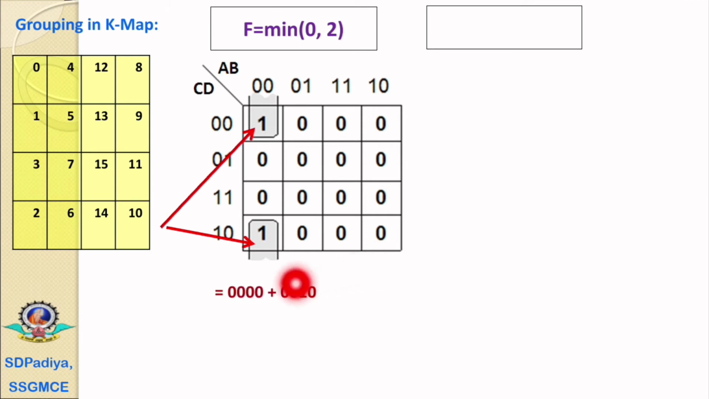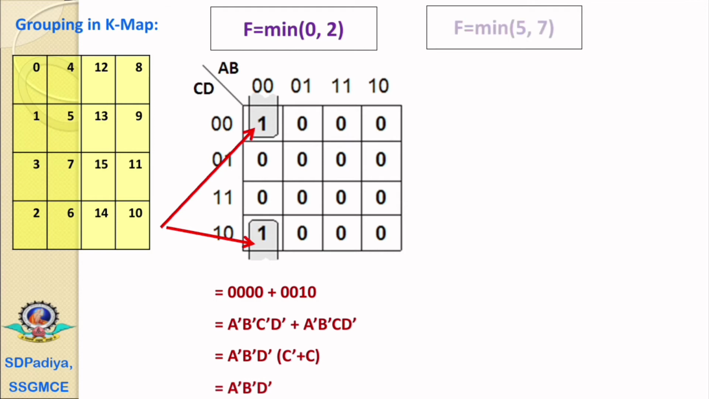To find the simplified expression, we have written the designation of the first cell, that is 0 0 0 0, plus the second, 0 0 1 0. The expression is a dash b dash c dash d dash plus a dash b dash c d dash. Among these two, a dash b dash d dash is the same, therefore taken outside the bracket. Then inside the bracket we have only c dash plus c, and it is equal to 1. Therefore the final expression is a dash b dash d dash.